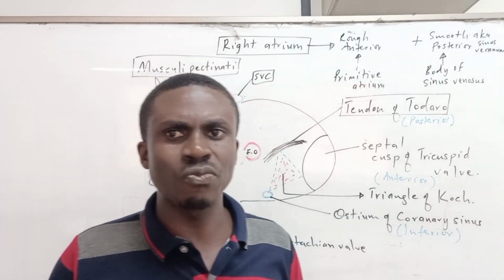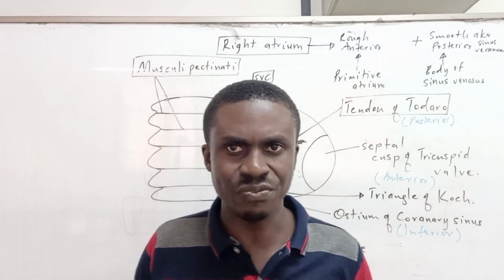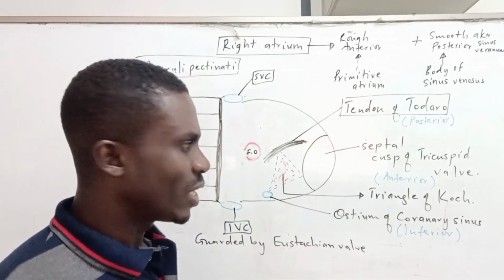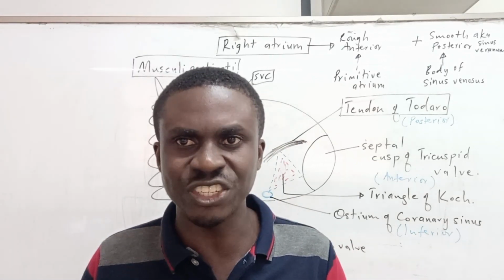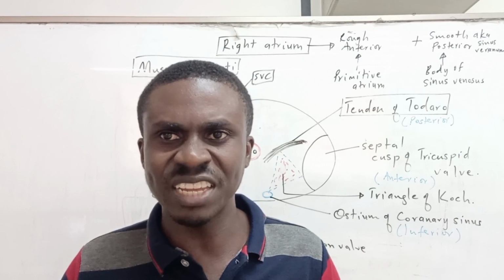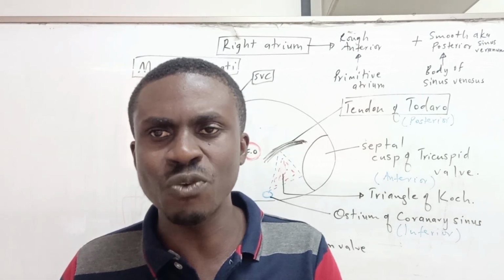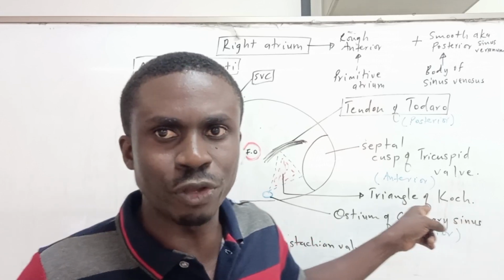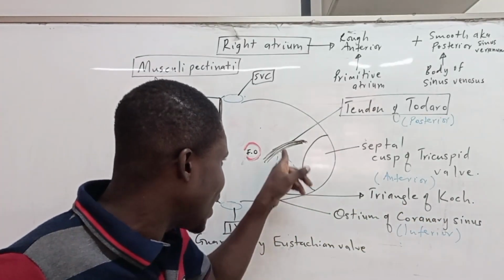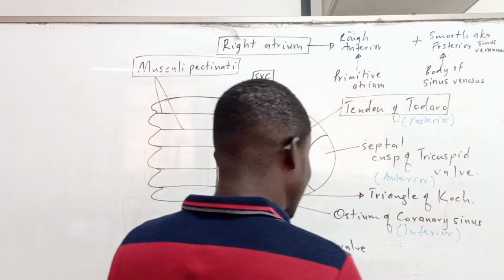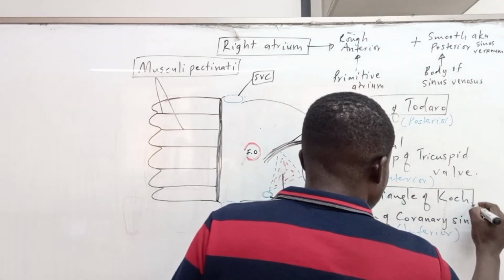Now, why is the triangle of Koch important to identify? It is where the cardiothoracic surgeon, when performing any surgery on the heart and wanting to locate the atrioventricular node, will go. So we want to identify the triangle. The triangle of Koch is nothing but the location. I want you to know that.